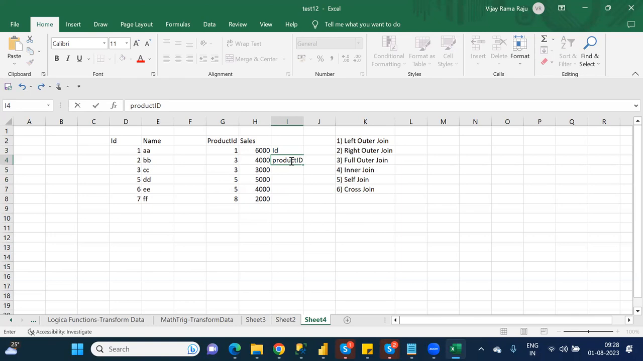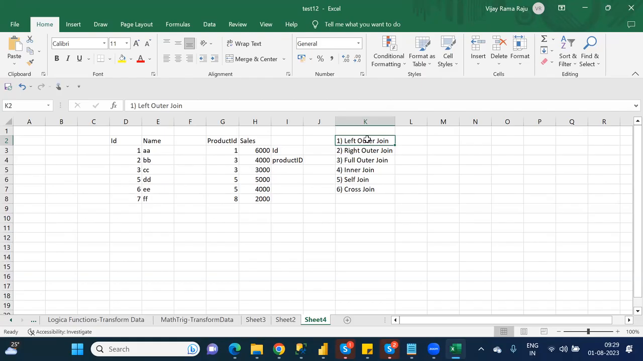After taking the common columns, you can try to apply a left outer join. All the joins you can apply. Suppose, Vijay, I didn't have any common column between the data sets. Can we apply the joins? No. If you don't have any common column between the data sets, we cannot apply any join. At least one common column is required, then only we can apply the join. Otherwise, it is not possible.